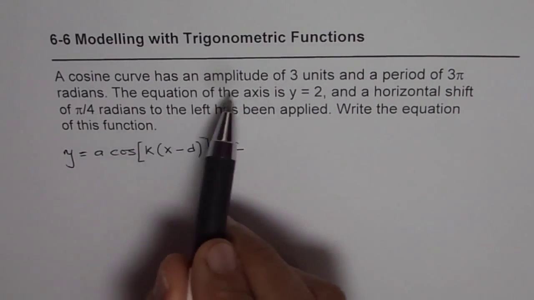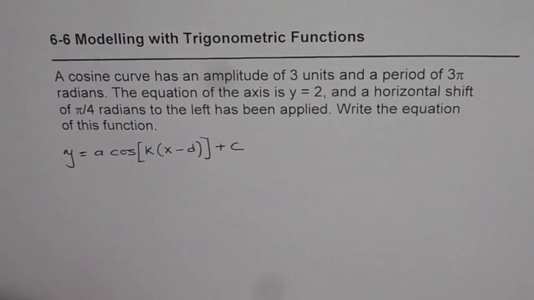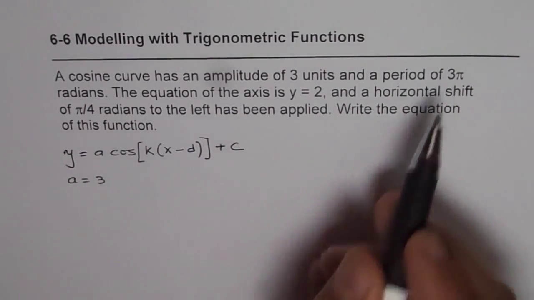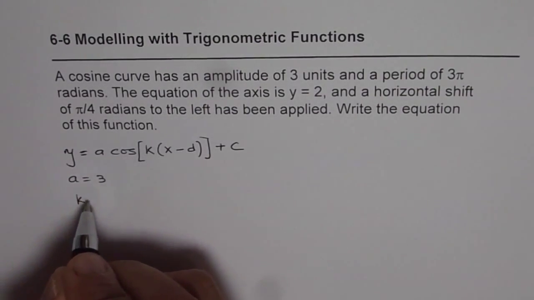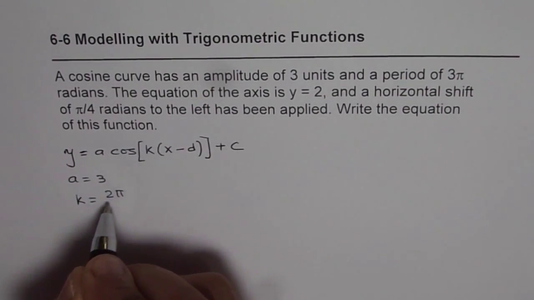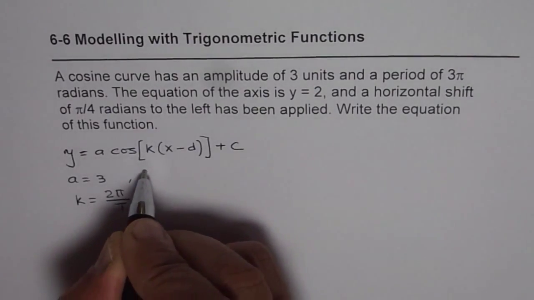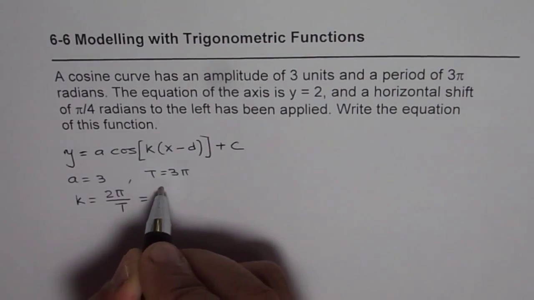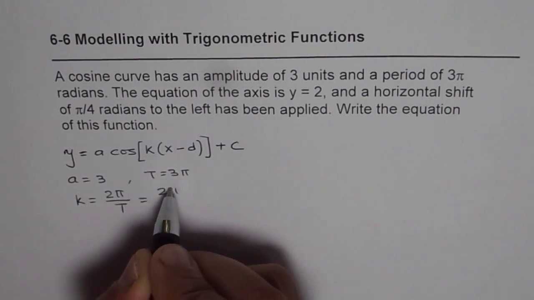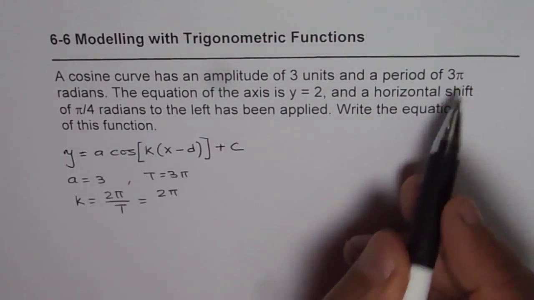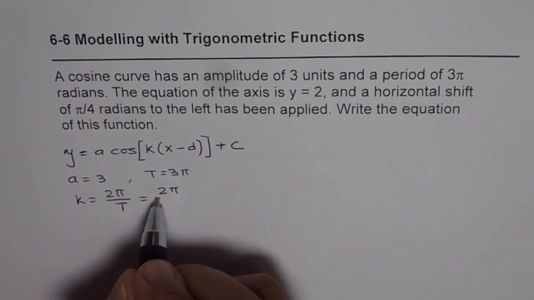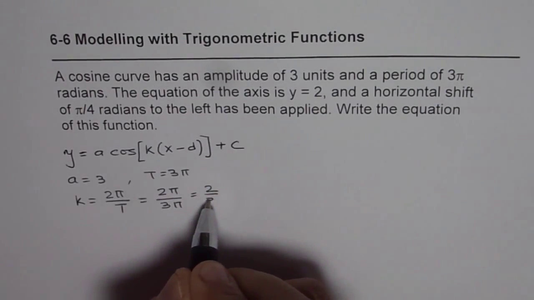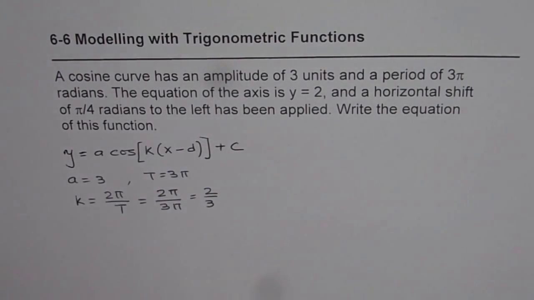A cosine curve has an amplitude of 3 units, that means a equals 3. The relation of k with the period is k is 2 pi by T. Now we are given a period of 3 pi, that means k is equal to 2 pi divided by the period, which is 3 pi radians. So 2 pi over 3 pi gives us 2 over 3. So the value of k is 2 over 3 in our particular example.